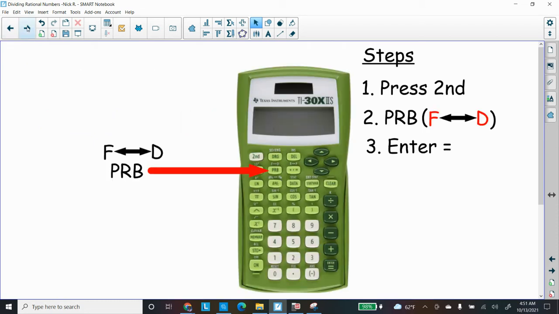All right. So here's our calculator, TI-30XII solar powered calculator. And there's a couple buttons and steps you should know. The two buttons I'm going to put a little accent on is the second button, which is up here, and the PRB button, which has the F arrow D button. F stands for fraction, D stands for decimal. It changes from a fraction to a decimal or vice versa, from decimal back to a fraction when you press that combination with the equal. So again, the steps would be press second, then press the PRB button, and then press enter to change your fraction to a decimal or vice versa.